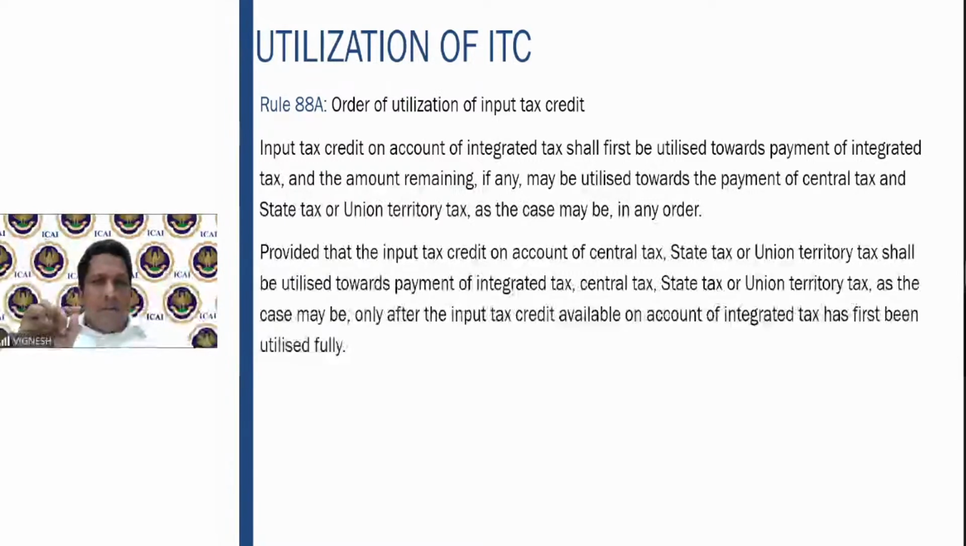Provided the ITC on account of CGST and state GST shall be utilized towards payment of IGST, CGST or UGST only after the ITC on account of integrated tax has been utilized. So important point, first utilize the IGST credit. Use it for the payment of IGST. After that, if any IGST credit is there, use it for CGST and SGST in any order. After that IGST credit is completed, only then come to the CGST and SGST credit. Fine. I hope this is clear.